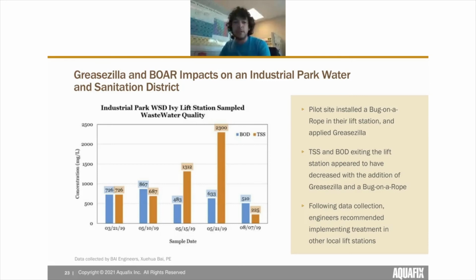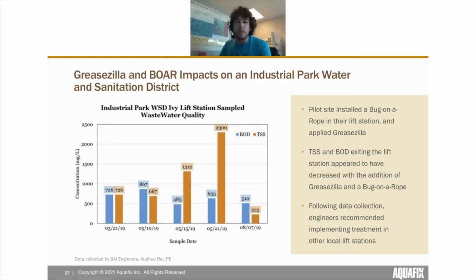So this company took some measurements for us and provided us the data on their Bug on a Rope and Greasezilla treatments. And anyway, you can see what they were measuring was levels of BOD and TSS exiting several lift stations in their system. You can access this full study through the attachments to get their own conclusions. But we were seeing fairly steady BOD levels in the first 4 measurements they have listed here. TSS tends to be a little bit more spiky. We saw a really high, odd TSS level on the May 21st date. But generally speaking, BOD was steady.